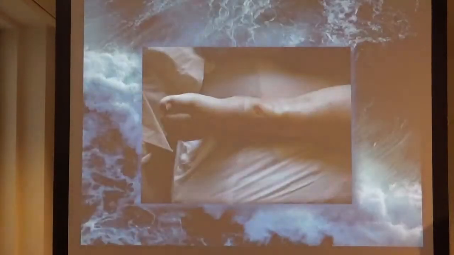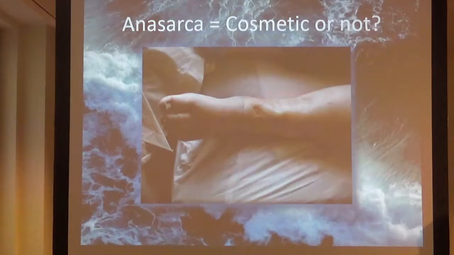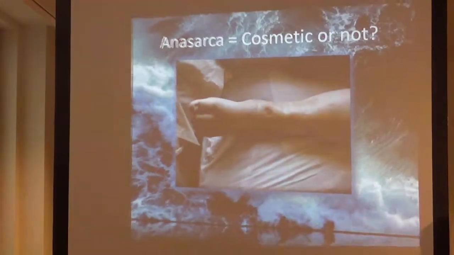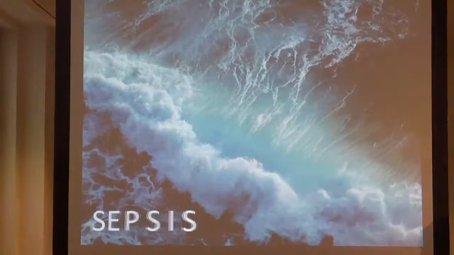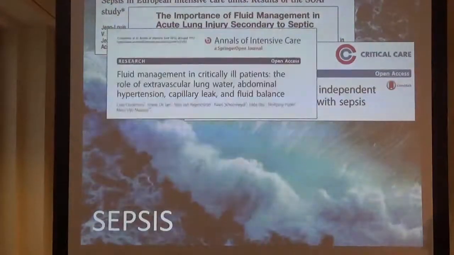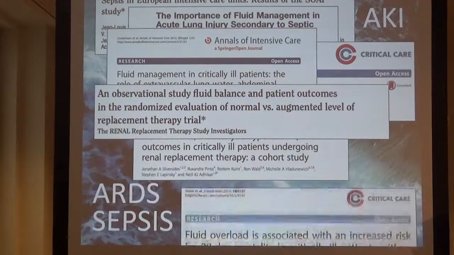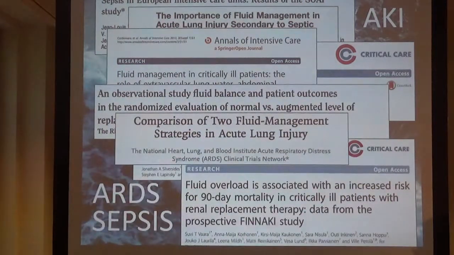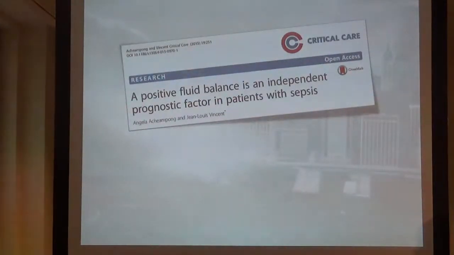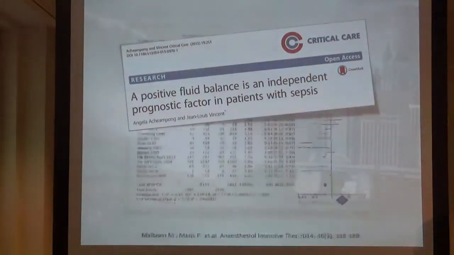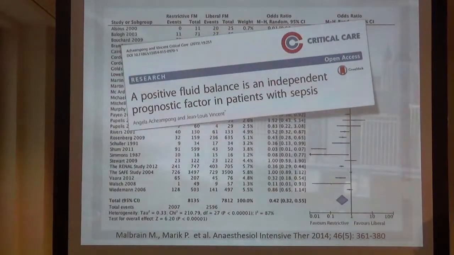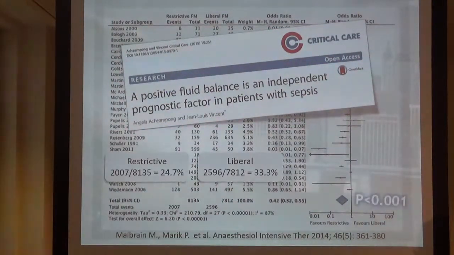So why is all this important? Because I personally believe that peripheral edema is not only of cosmetic concern, it is a real threat to the patient. We've seen over and over again that fluid overload in sepsis, in AKI, in ARDS is related to poor outcome. I'm not going into detail, but the bottom line is that a positive fluid balance is an independent unfavorable prognostic factor in patients with sepsis. And if you aim for a restrictive treatment, you would improve outcome.